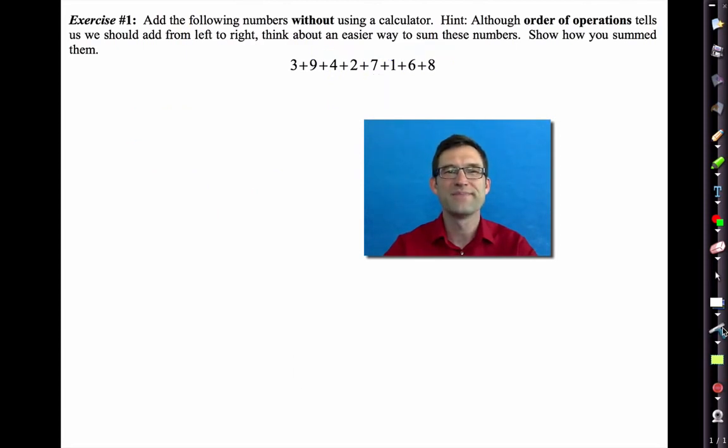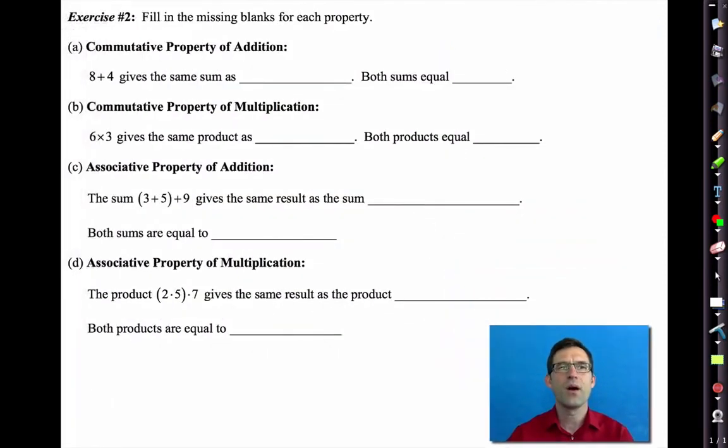All right, here we go. Let's take a look at the next exercise. All right, so all of these properties have important names, and they are names that we want you to know. Terminology is important. So the first property is called the commutative property of addition. 8 plus 4 gives the same sum as 4 plus 8. In other words, it doesn't matter whether I do 8 plus 4 or 4 plus 8, I get the same answer, which is of course 12. The commutative property of addition.